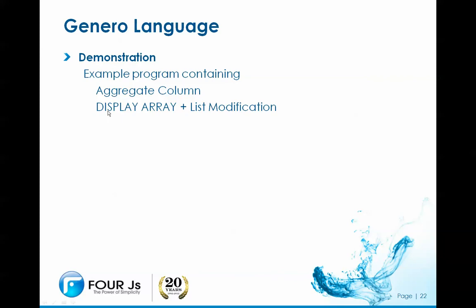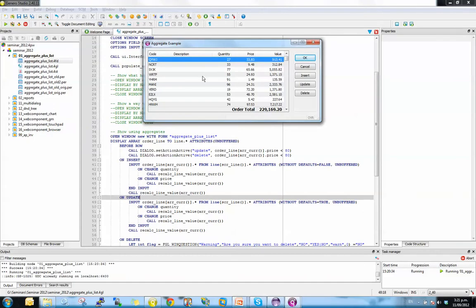The next feature I will show that was added to Genero 2.40 is the concept of the display array and the list modification triggers. So here I have my display array program running, and it's got the three new list modification triggers: on insert, on update, on delete, corresponding to these three actions here.